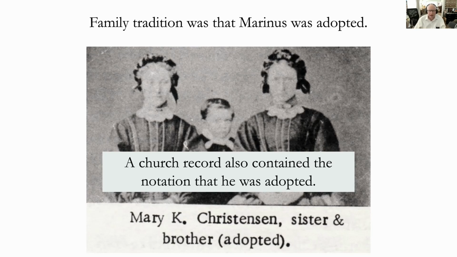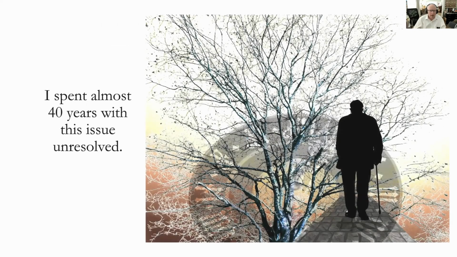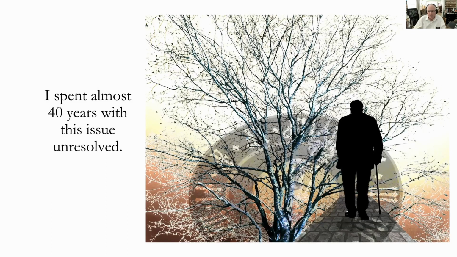And also, as I did a lot more research on the subject, I found a church record that also contained a notation that he was adopted. So we had two possibilities. We had some information from the family, and then we also had a church record that says Marinus Christensen, adopted. So I spent about 40 years with this issue unresolved. You can begin to obsess about some kinds of these issues and spend a lot of time on them.